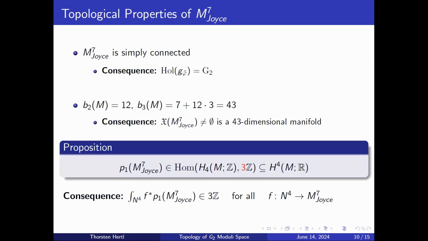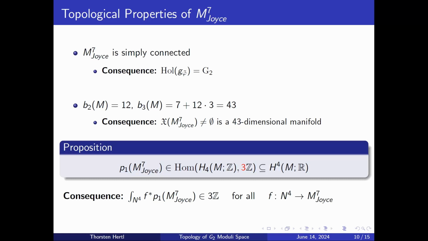We can also look at the Betti numbers. b1 is 0 because it's simply connected. b2 is 12 because of the additional 12 two-spheres we used to resolve that manifold. And the third Betti number is a little bit more complicated, so trust me that this is 43. The consequence is that the moduli space of this manifold is a non-empty 43-dimensional smooth manifold.